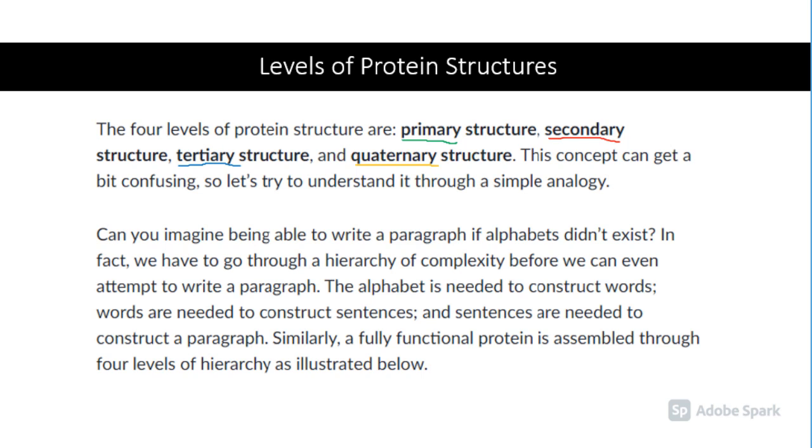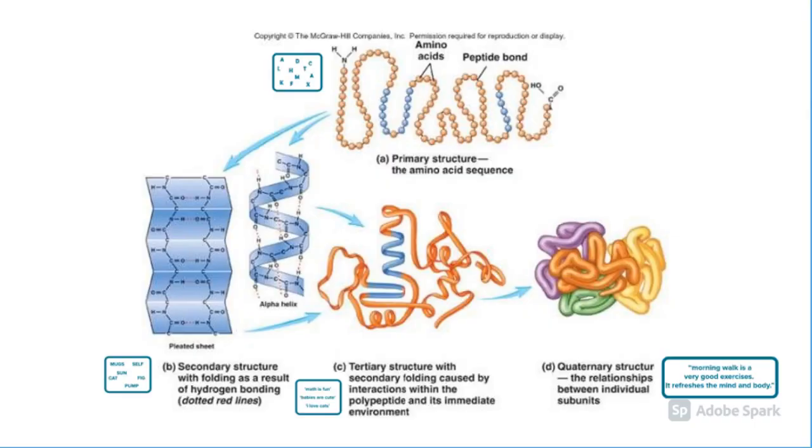The alphabet is needed to construct words. Words are needed to construct sentences, and sentences are needed to construct a paragraph. Similarly, a fully functional protein is assembled through these 4 levels of hierarchy, as illustrated next. The primary structure at the top are the letters. The secondary structure are the words, the tertiary, the sentences, and quaternary, the paragraph.